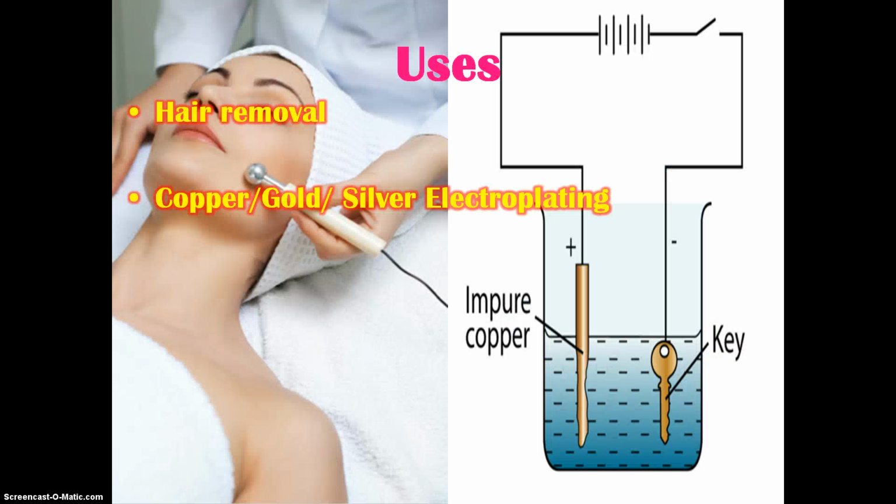Regardless of the science fair experiment, electrolysis is used in the real world. For example, hair removal uses electrolysis. There is also electroplating, which is when you cover an object in materials such as copper, gold, or silver.